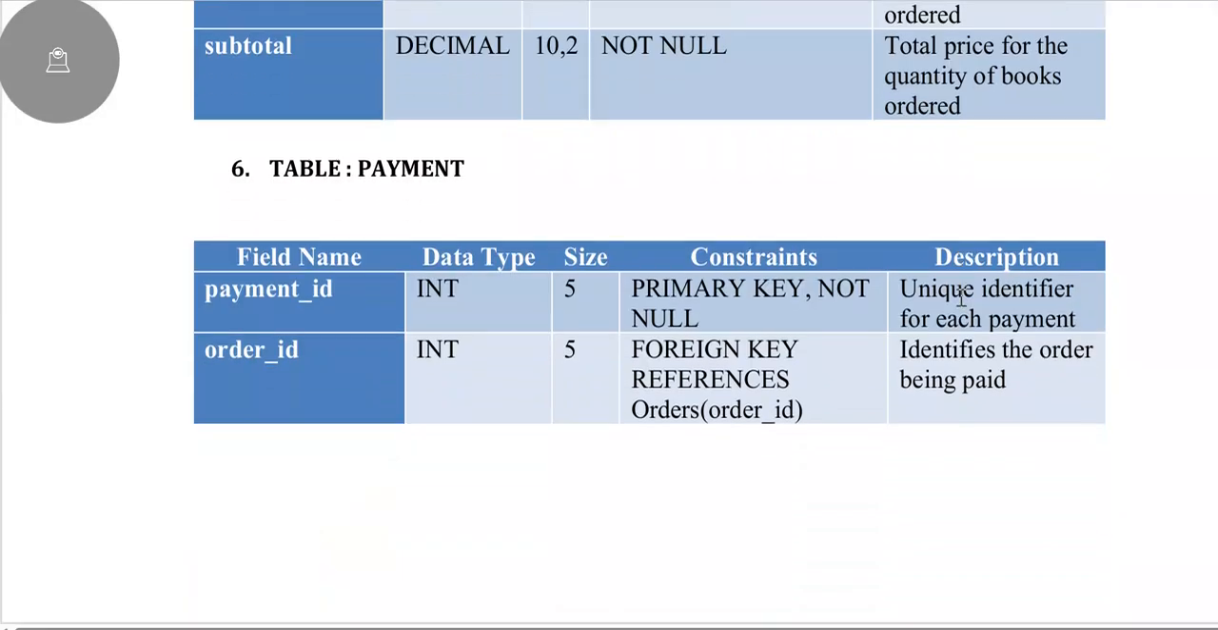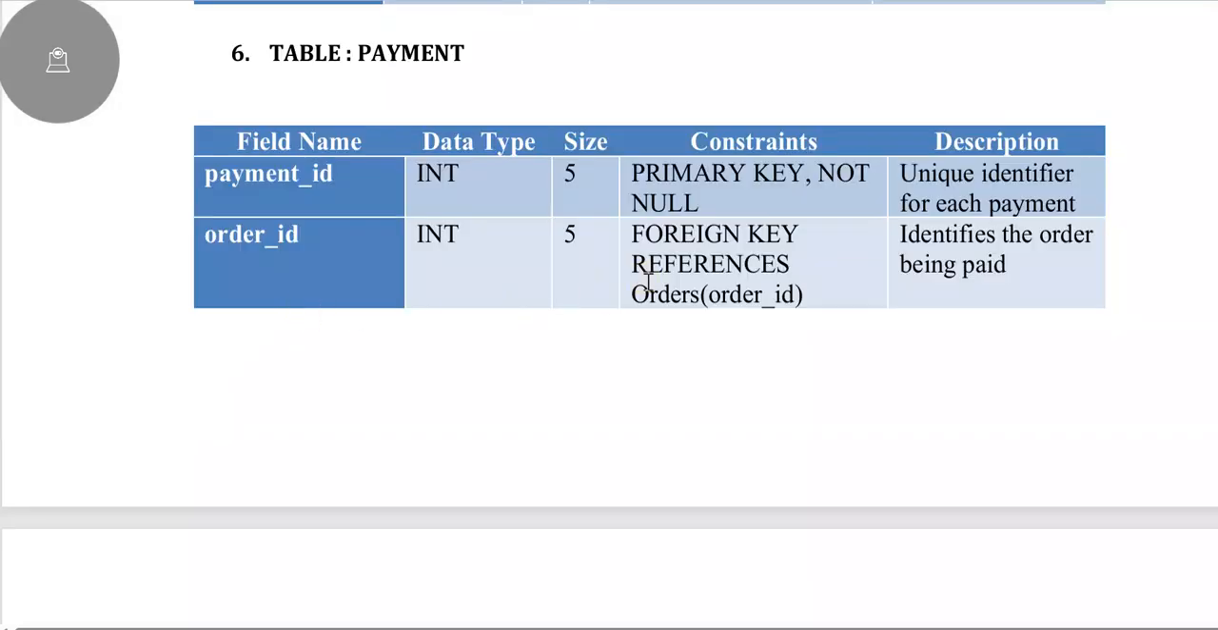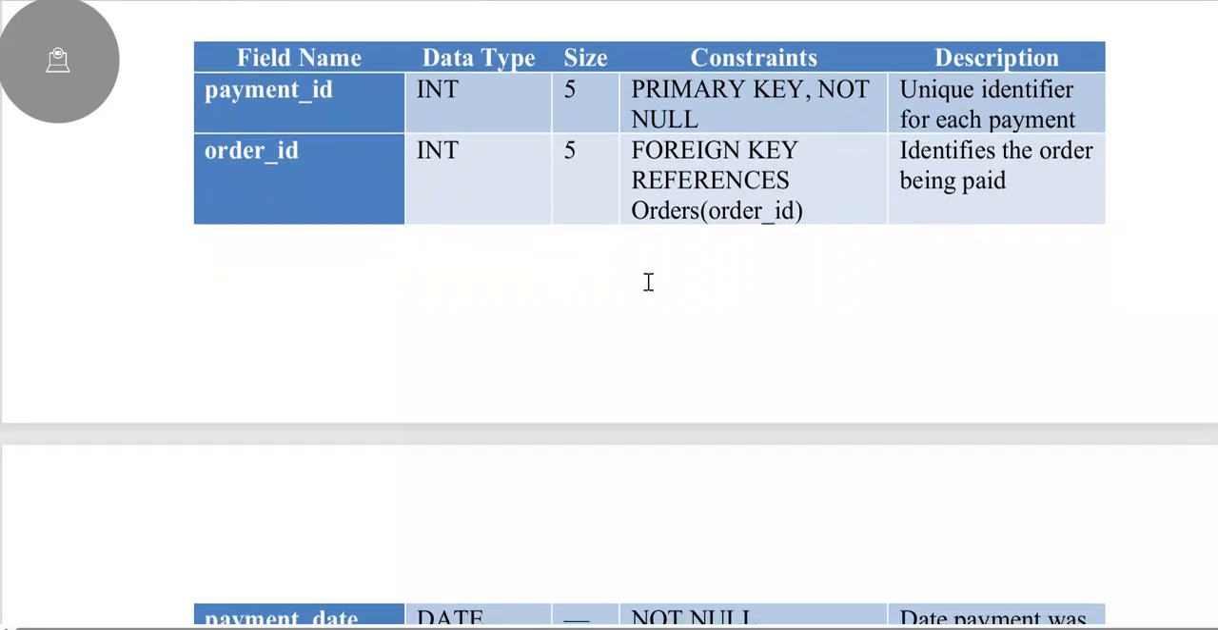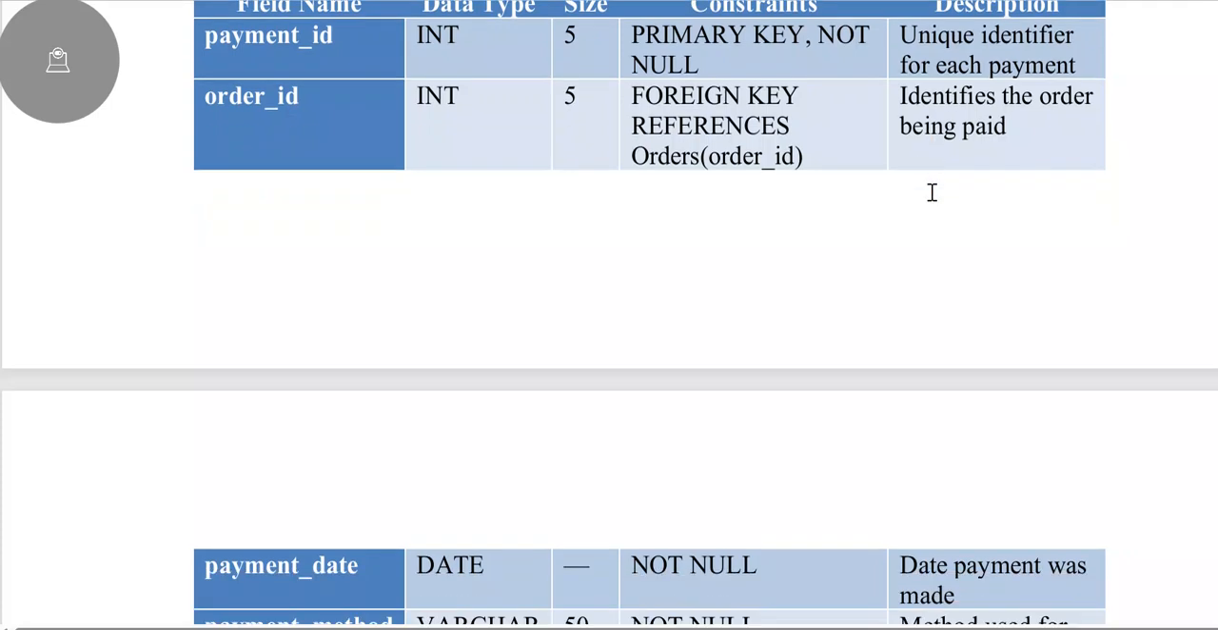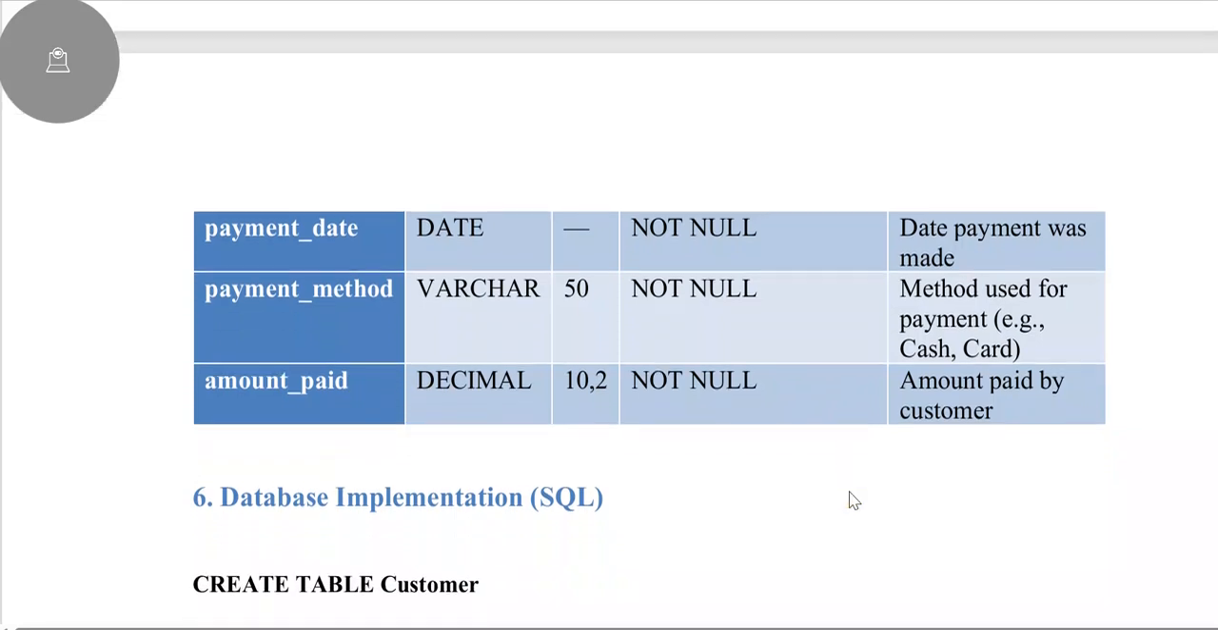And the sixth one is called payments. Payments contain payment ID, which is the primary key, and the order ID, which is a foreign key, and it has reference from the orders table. This is going to identify the order being paid. And also we have payment date, which is the date the payment was made. As you can see, payment method and amount paid by the customers.